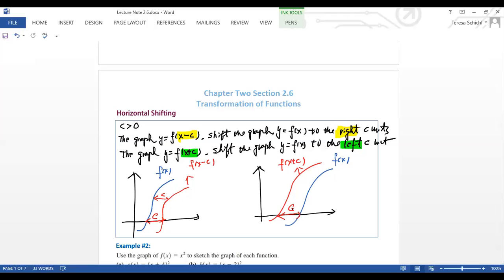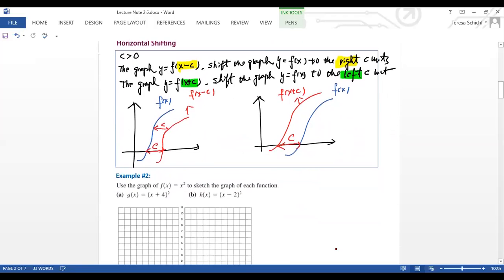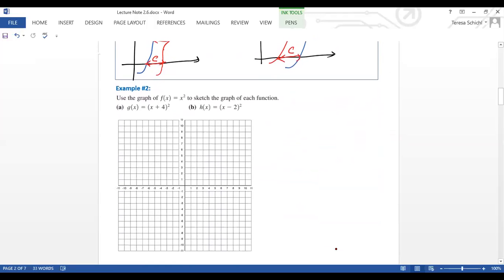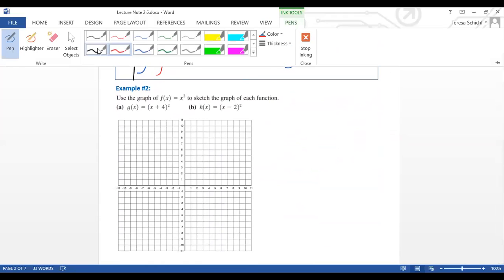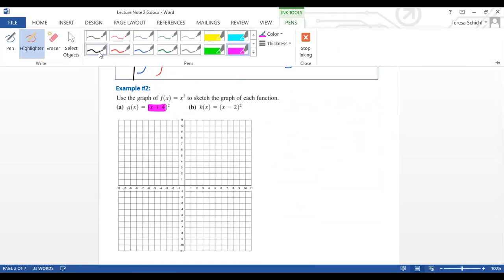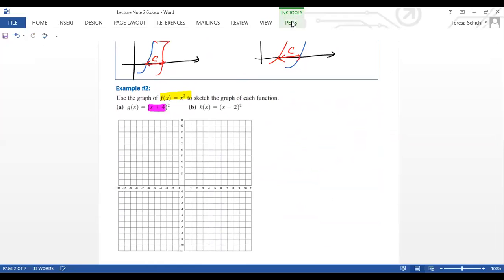Okay, so that's what we call the shift to the right. It's a horizontal shift, right? Okay, let's take a look at this problem here. This problem is f of x equal to x squared. Now if you see here, this is x plus 4, and this is x minus 2 here. As always, the parent function here is x squared, right?